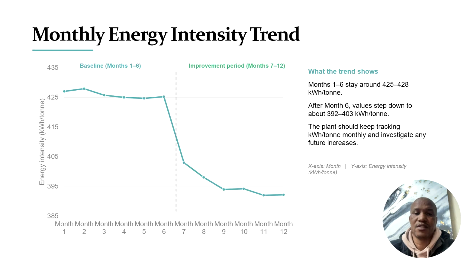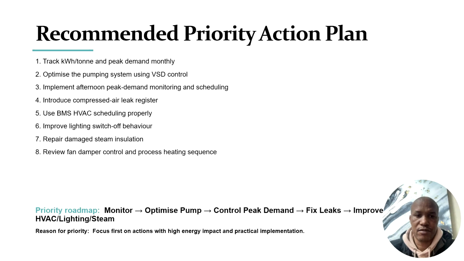That's good figures. The graph shows that months 1 to 6 are clustered around 425 to 428 kilowatt hours per ton. After month 6, the values reduced to approximately 392 to 403 kilowatt hours per ton. This indicates a clear improvement in energy performance during the improvement period. The plant should continue monitoring kilowatt hours per ton monthly and investigate any further increase. This is a good improvement also.